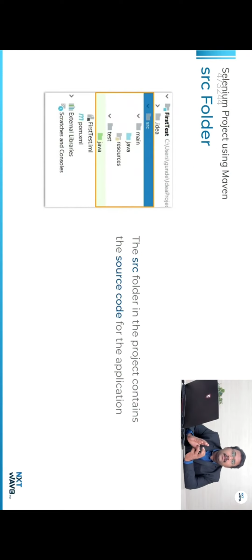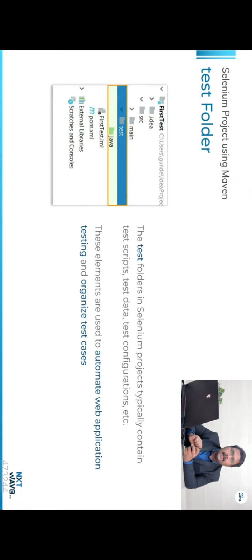All right, so there's also a folder called the source folder or the SRC folder. All right, this is basically the main folder where you store the source code of your application, right? And then there are the test folders, which is where you will write your different test scripts, test data, test configurations, and all. Okay, so in simple terms, these test elements are used to automate the entire web application testing process, and we can also organize the test cases accordingly.